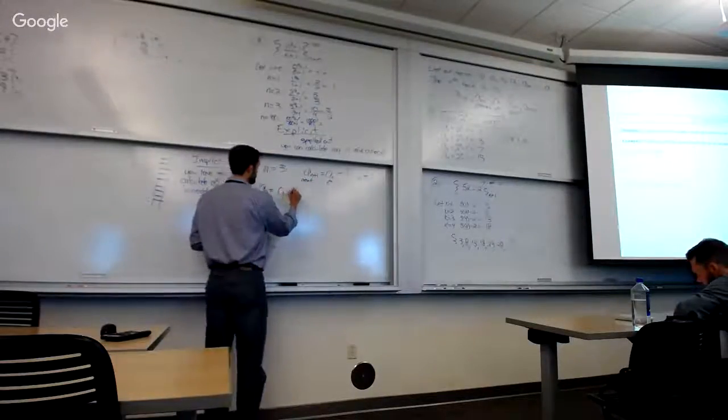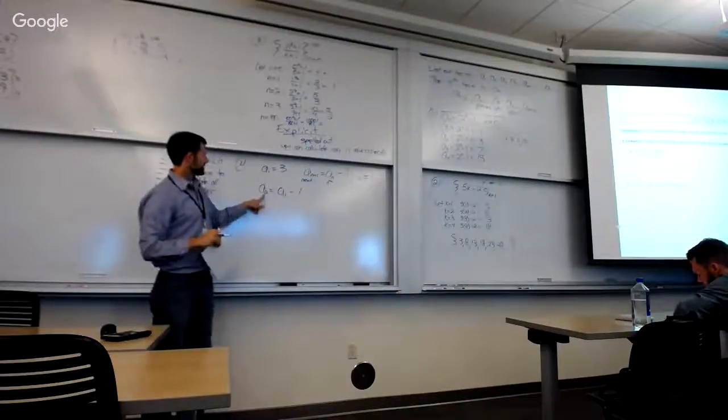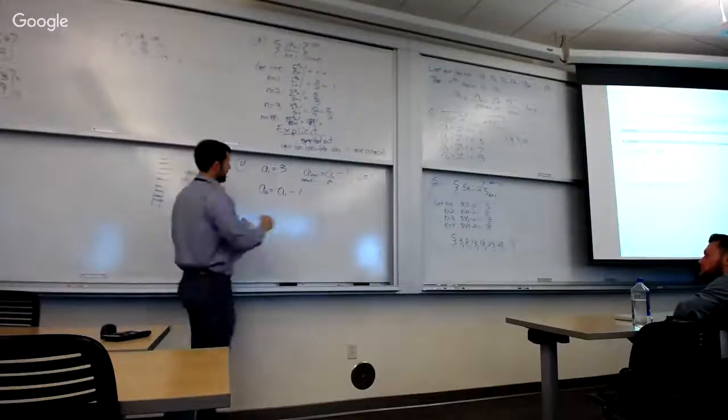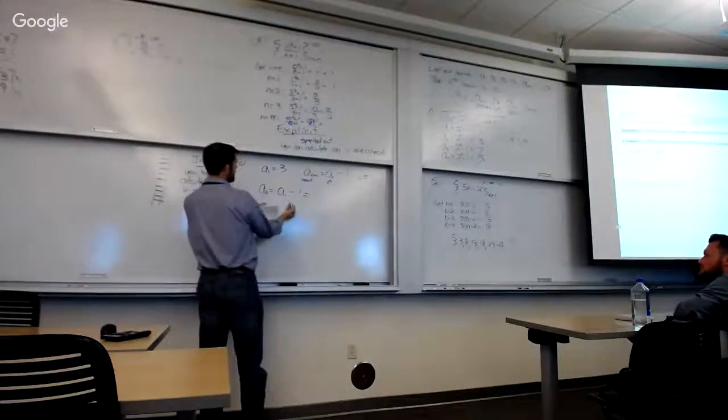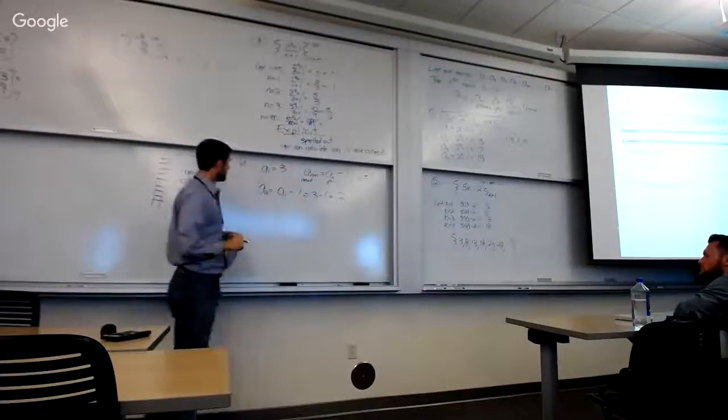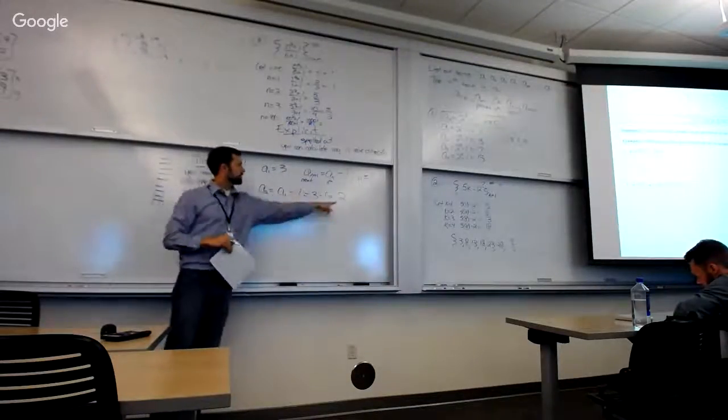Now that's one way to look at it. I want A sub 2, so I take the term right before it, which is A sub 1, and subtract 1 from it. If I'm plugging in the first term, which is 3, that's 3 minus 1, and the answer is 2. So the first term was 3, the second term is 2.